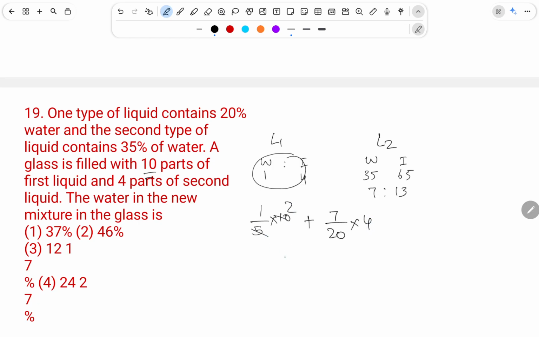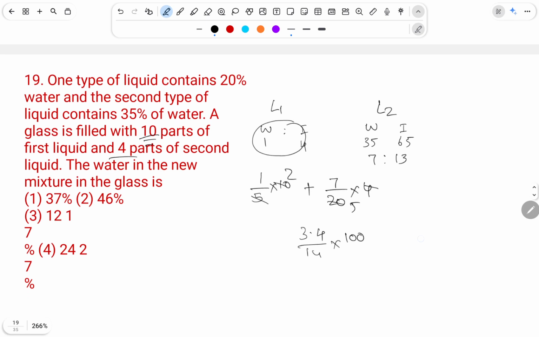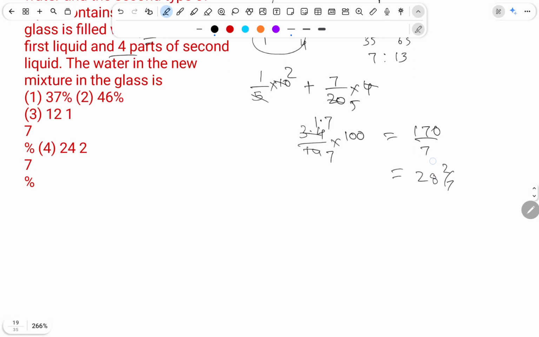So now 5 ones, 5 twos, 4 ones, 4 fives. 5, how many times does it go? 1.4. So 2 plus 1.4 is 3.4 out of 14 into 100. What is this 14? 10 parts, 4 parts, total 14 parts. So 1.7 by 7 means 170 by 7. How many times? 2 times, and the remainder is 30. 7 4s are 28, 2 by 7.